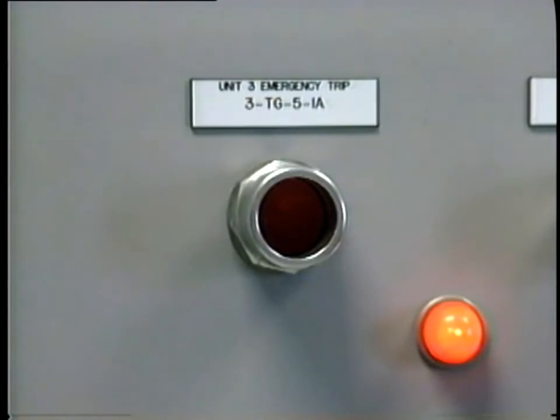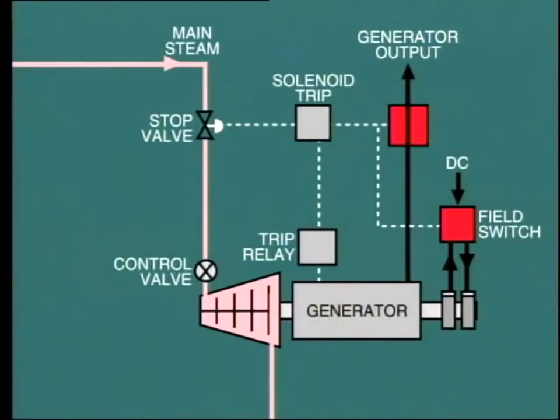This is simply a remotely operated solenoid which operates the hydraulic trip relay. This solenoid trip may also be activated by certain generator and boiler protection devices. For example, if an internal fault developed inside the generator, it would be necessary to trip the generator breaker and the field switch, and also the turbine stop valve to bring the generator to a stop as soon as possible.